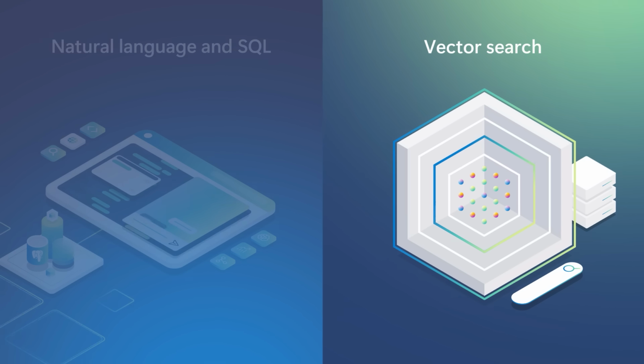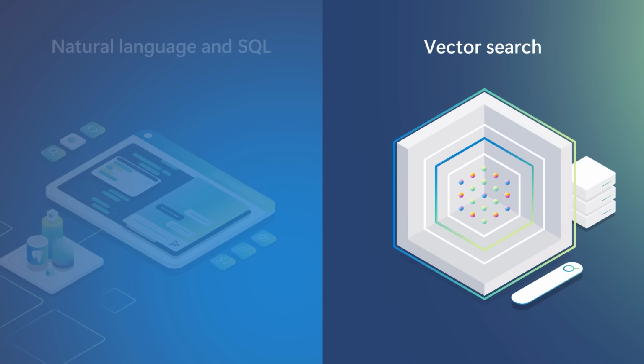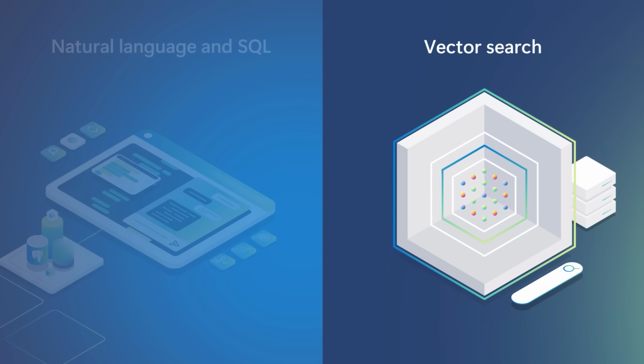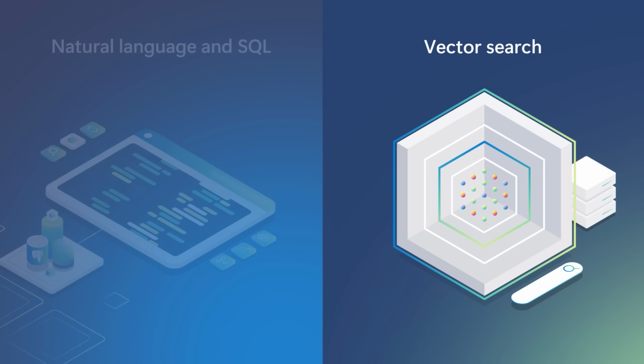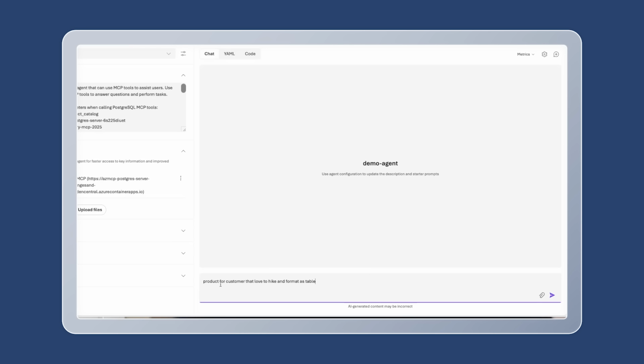The second scenario I'm going to show you is how you can use the integration with Microsoft Foundry to also add things like vector search and relevant search to your agents. So what I'm going to do is, with natural language, ask a question like: products for customers that love to hike, and then format the results as a table.